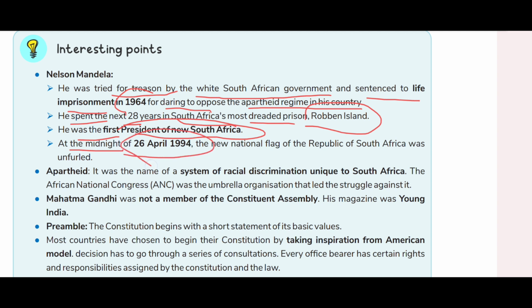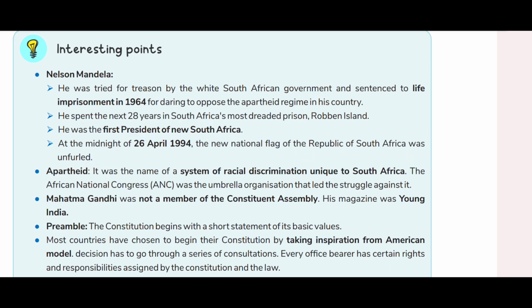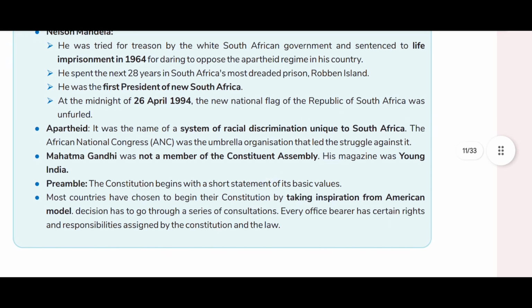At the midnight of 26 April 1994, the new national flag of the Republic of South Africa was unfurled. Apartheid was the name of a system of racial discrimination unique to South Africa. The African National Congress (ANC) was the umbrella organization that led the struggle against it.